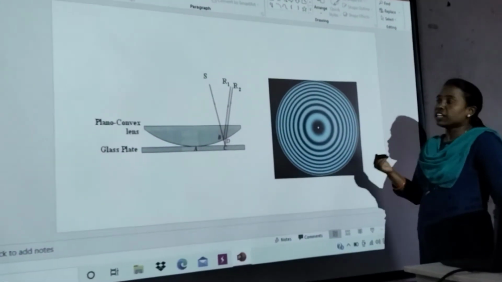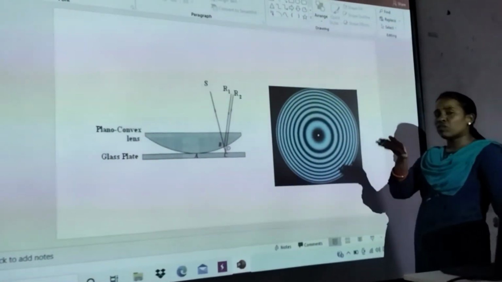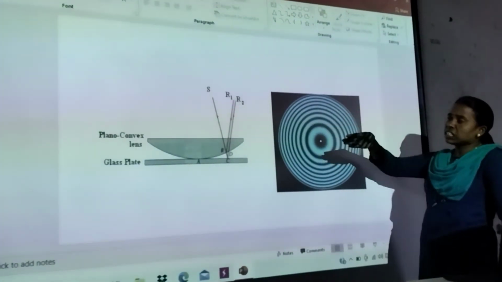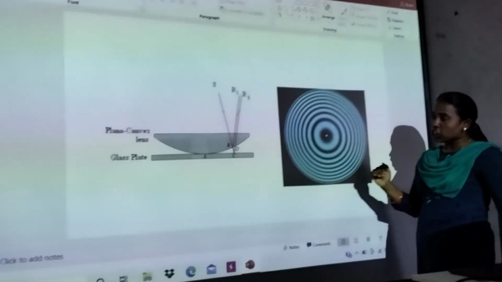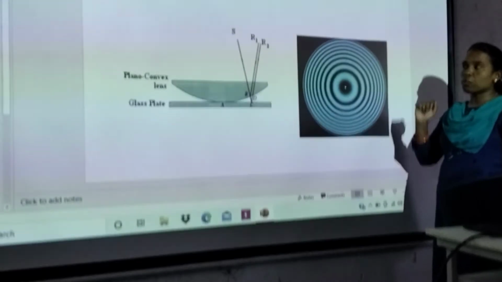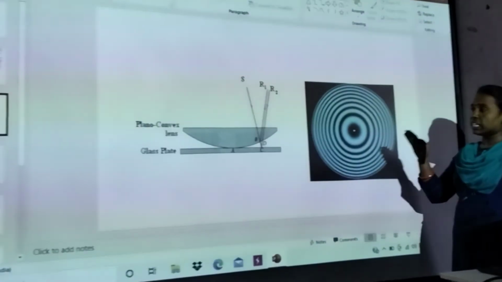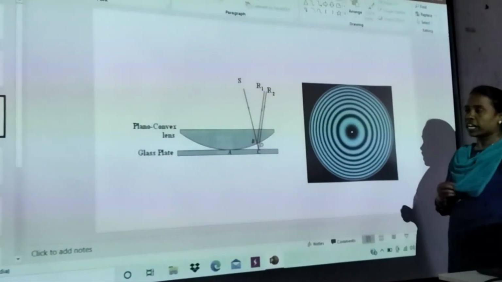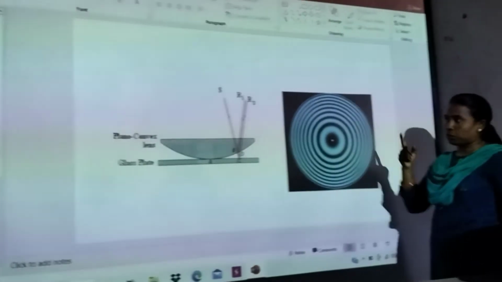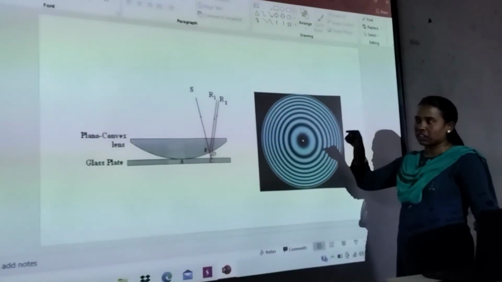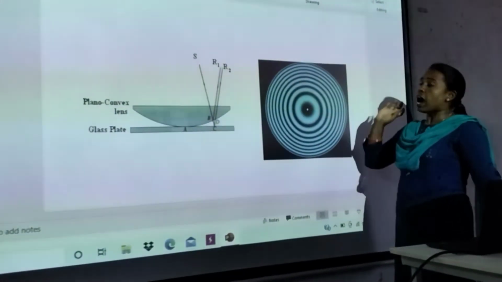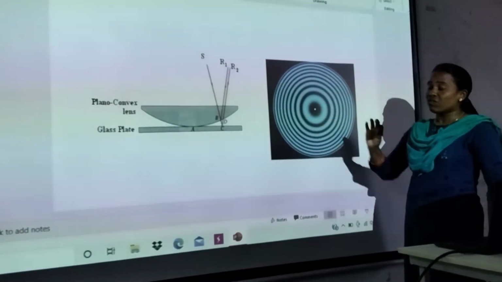When it enters the glass plate, it will obviously change its direction a little bit due to refraction, and it will travel in the lens. After reaching the bottom of the lens, at point B, what happens? There is a change in the medium. So part of the light will get reflected and part of the light will get refracted. You get the reflected ray R1, and BD is the refracted ray.